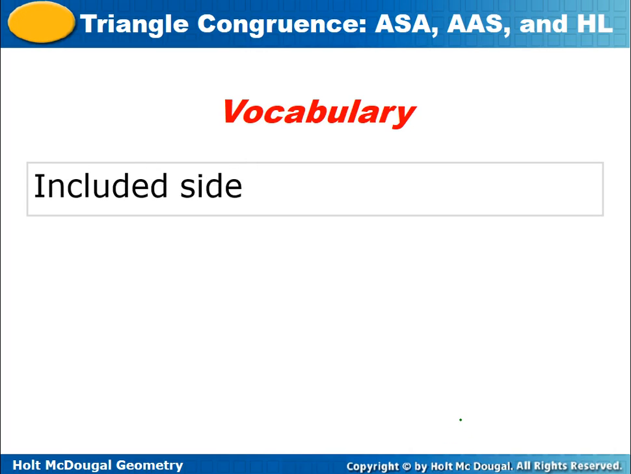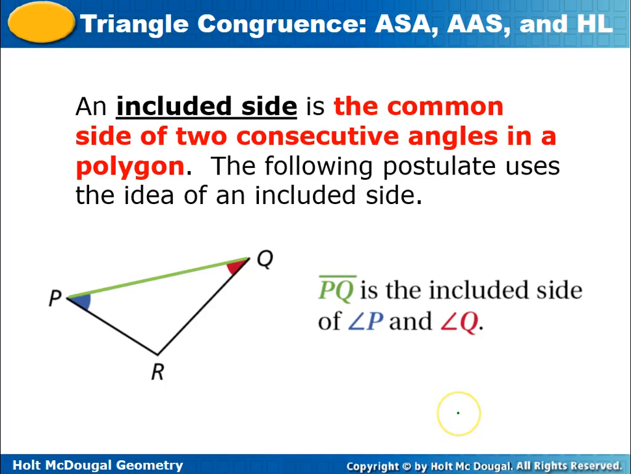Our vocab today is included side, and we're going to talk about that right now. An included side is the common side of 2 consecutive angles in a polygon. The following postulate uses the idea of an included side. So notice that we have angle P on the left and we have angle Q on the right, and the side that is between those 2 angles is what we call the included side, and that is side PQ.